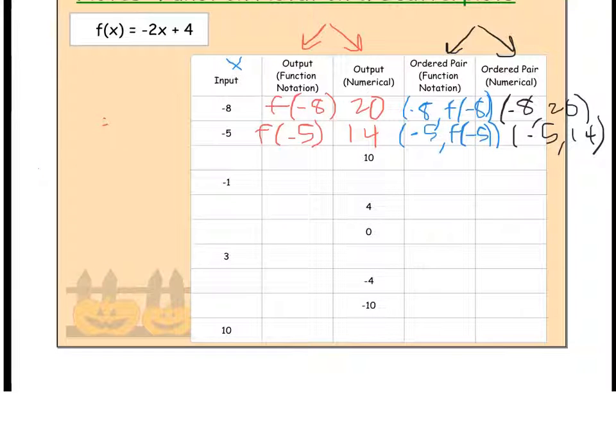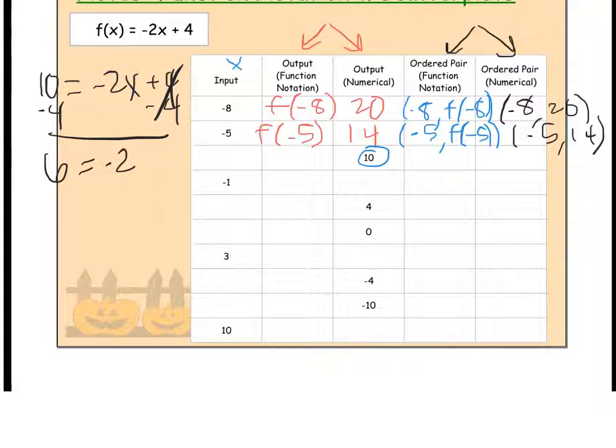The other thing you might see if you look farther down the table, like actually the next one we could do, I actually give you the output instead of the input. So now we know output is like y, so that must mean I have to solve for x. So to get anything done here, I'm going to have to solve for x first. So I am going to plug 10 in for f of x is equal to negative 2x plus 4. And now I'm going to solve for my x, which you guys know how to do, so subtract 4 from both sides. 6 is equal to negative 2x, divide out my negative 2, and I get x is negative 3.